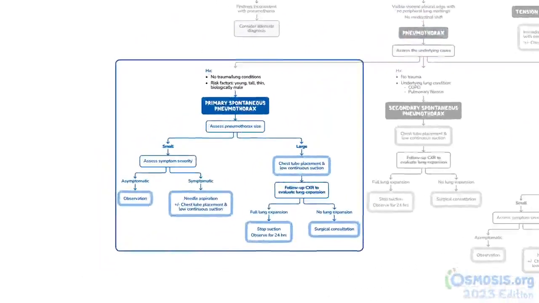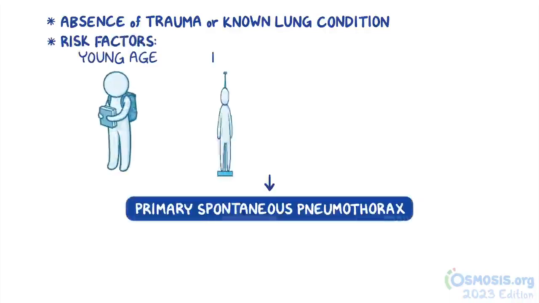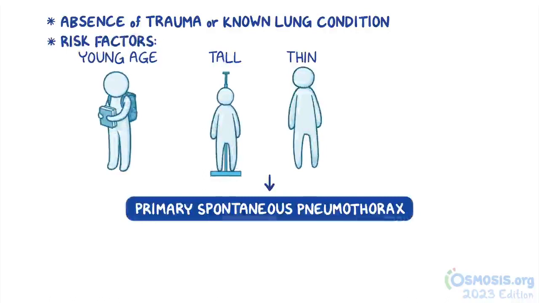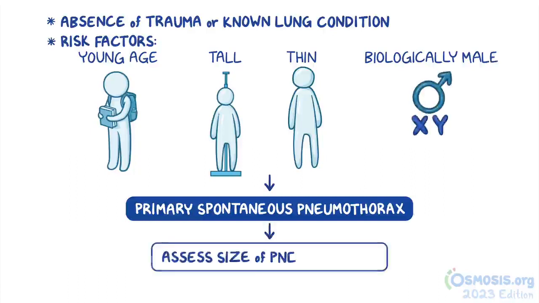If spontaneous pneumothorax occurs in the absence of trauma or known lung condition, the pneumothorax is said to be primary. Risk factors for primary spontaneous pneumothorax include young age, tall height, thin body habitus, and being a biologically male individual. Now, the first step in management of a patient with primary spontaneous pneumothorax is to assess the size of the pneumothorax.